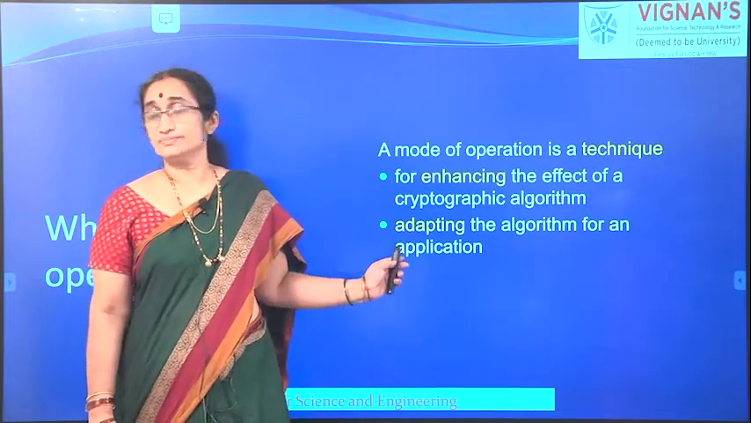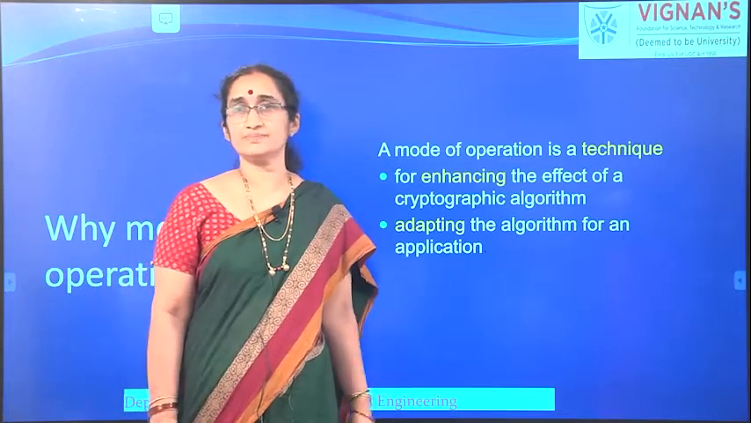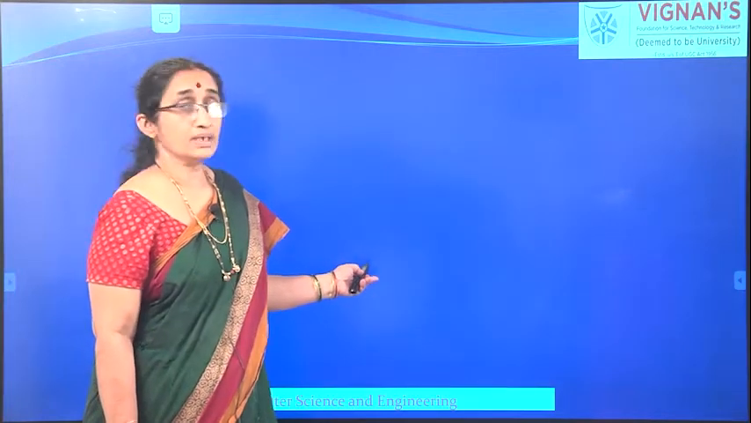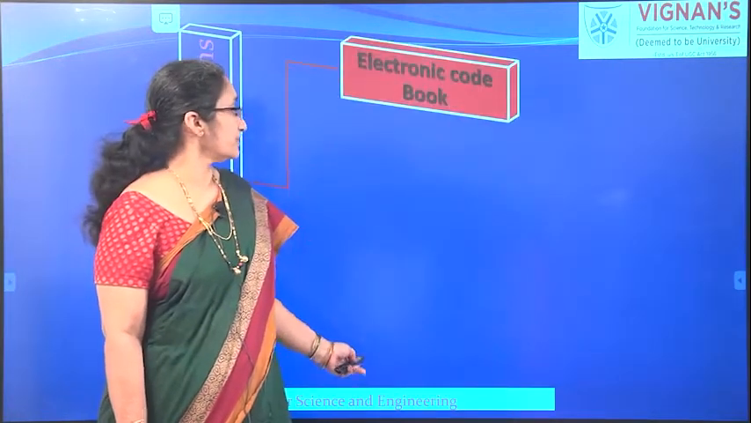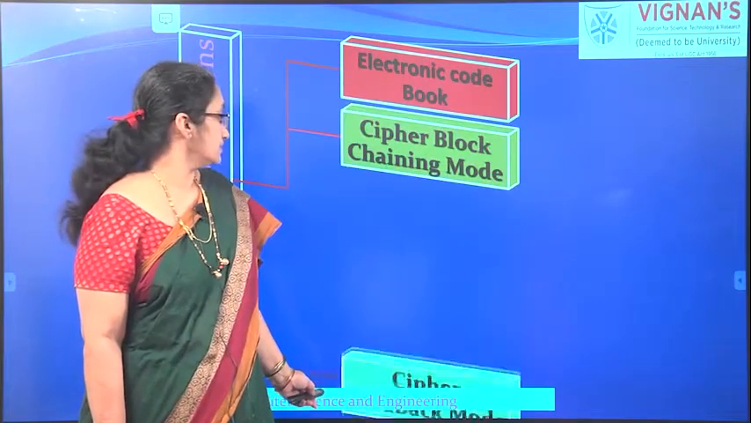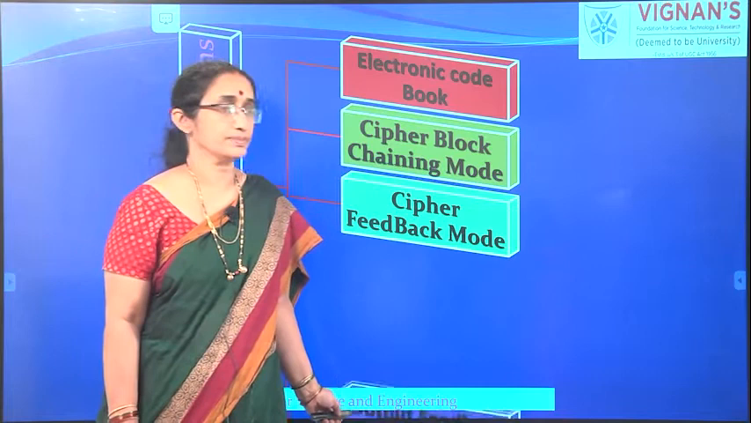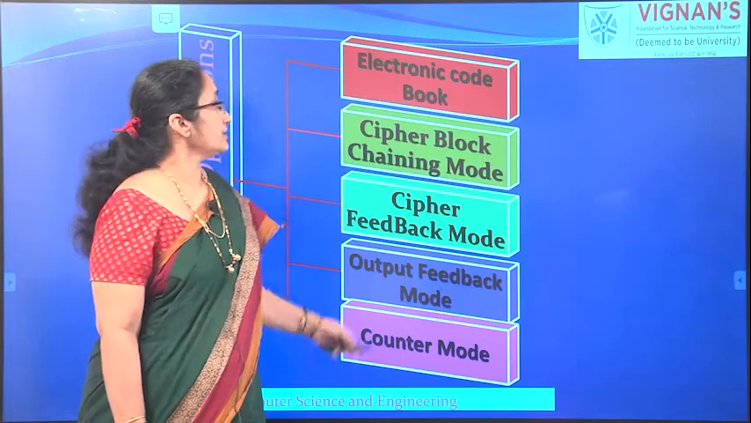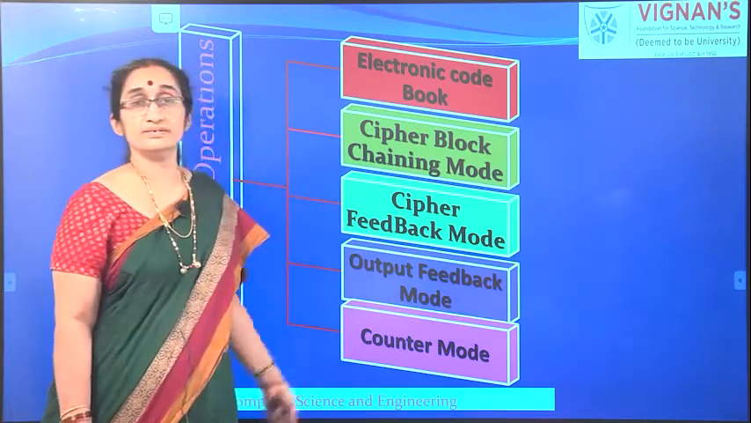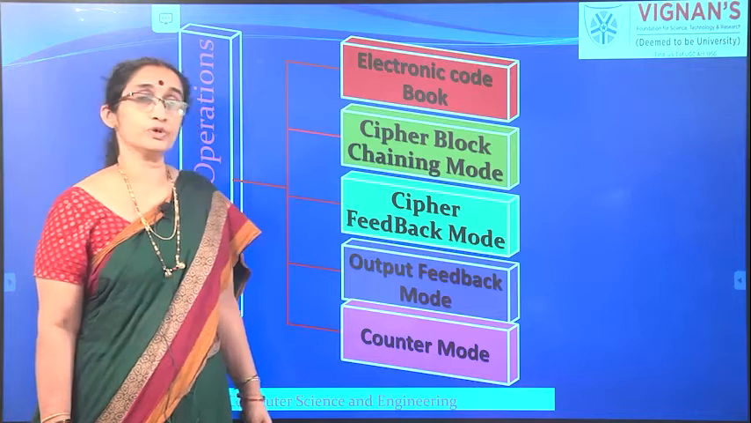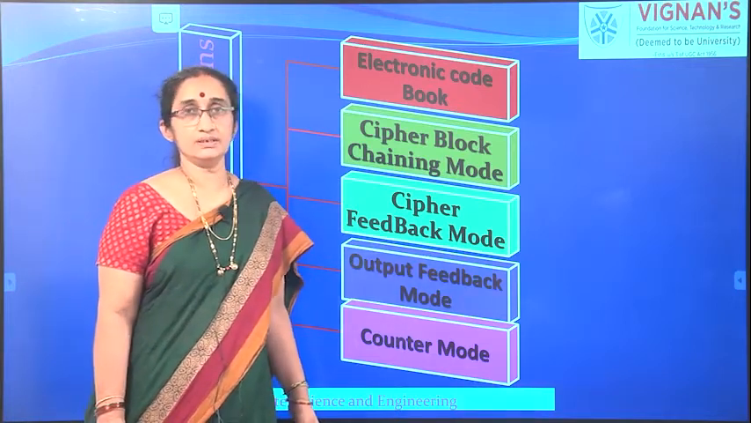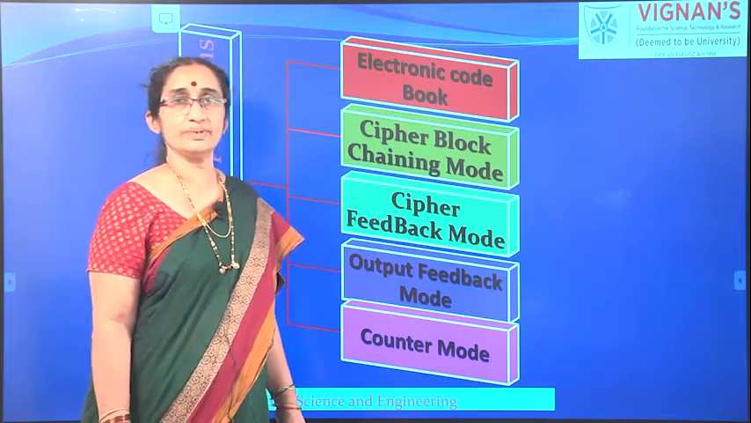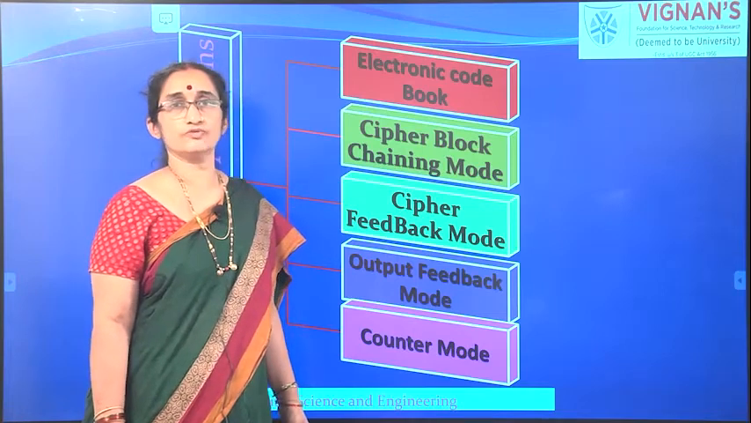There are 5 types of block cipher modes of operation. Let us see them. They are electronic code book, cipher block chaining, cipher feedback mode, output feedback mode and counter mode. Now, we will see each of these operations, along with the advantages, the limitations and the working of these modes of operation.